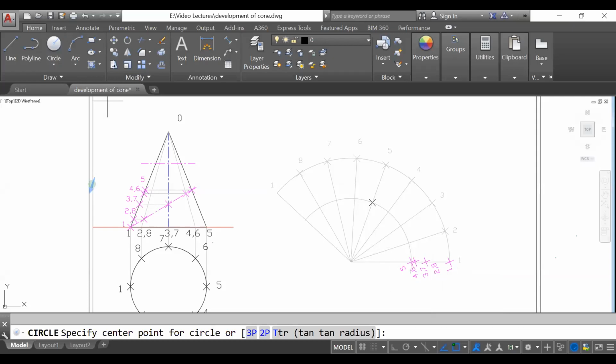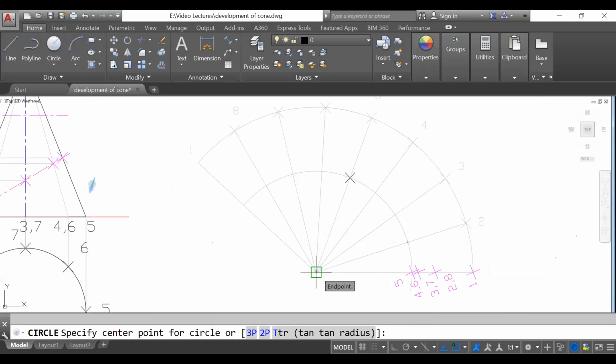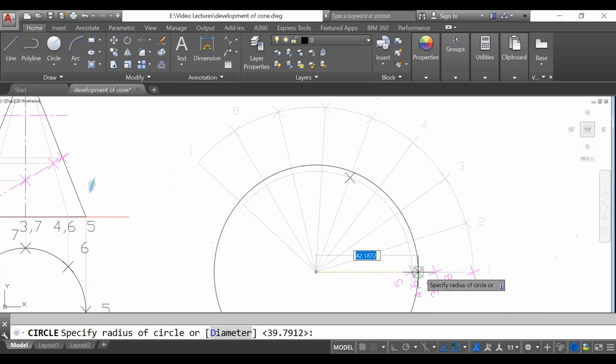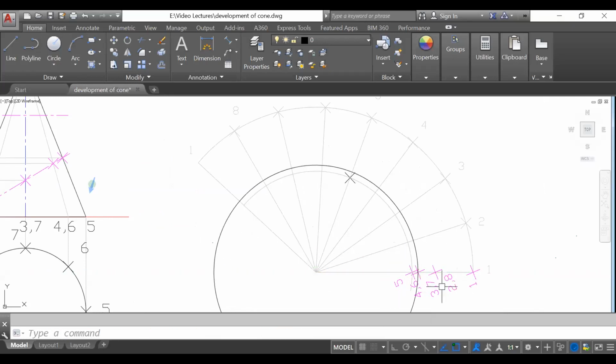So how? Look here. First, you have to take 5 here. Now I will mark the 4 and 6. 4 and 6 are on 4 and 6, so I will take this. So you have to mark that 4 and 6. The number 4 is here, and then the number 6 is here.